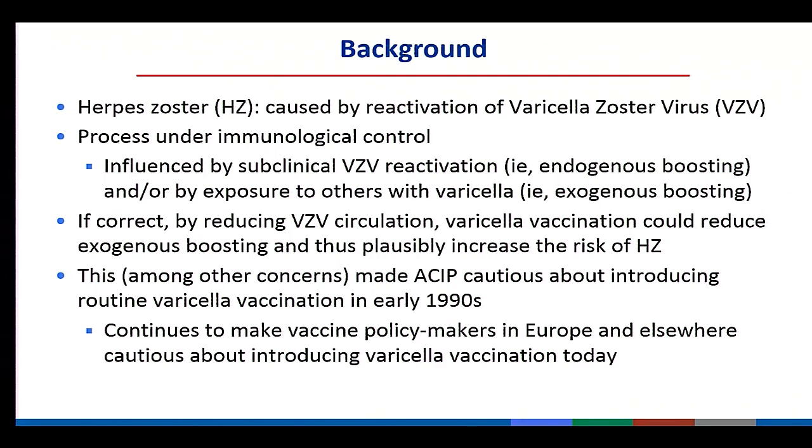Decades later, in the early 1990s, as the ACIP and the FDA deliberated about varicella vaccination, they considered that if Hope Simpson was correct, the program would reduce VZV circulation and thus exposure, and the decline in exogenous boosting might then plausibly lead to an increase in risk of zoster. The same concern continues to make vaccine policymakers in Europe and elsewhere very skittish about introducing varicella vaccination even today.